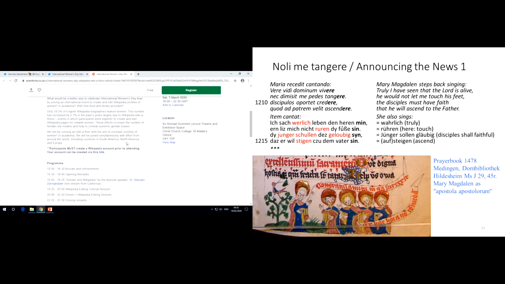So she sings that, the first part, and then Peter and John, as apostles, sing the part of the question, Dic nobis Maria, quid vidisti in via?